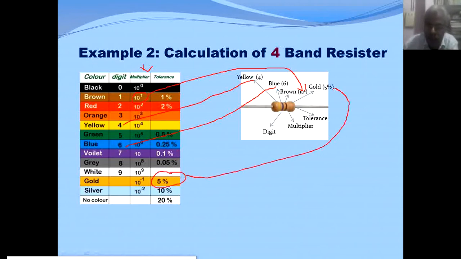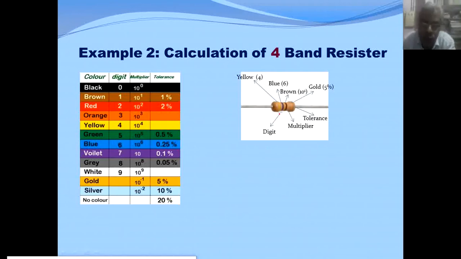I have written here. Now we try to calculate the value of this resistor. To calculate the value of the resistor, the first two bands are used for digits. The value of yellow is 4, so I use 4, and the value of blue is 6, so 6 for digits, and the third value, the multiplier, is 10 to the power 1, so I write here 10 to the power 1. If we calculate this value, then we get 460 ohm. And the fourth band is used for tolerance.